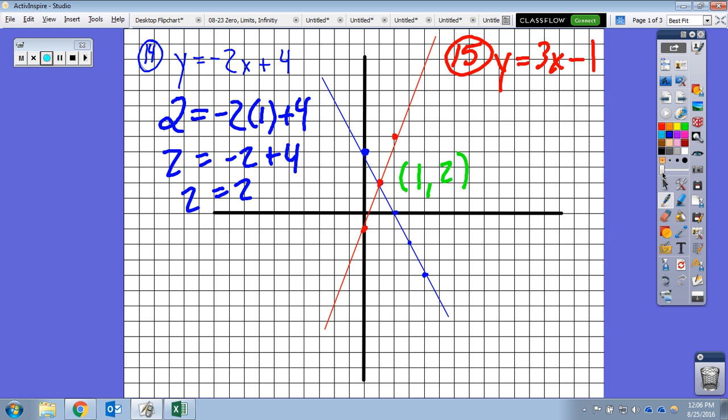Okay, so it should not only make that one true, but it should also make this one true. So let's see if it does. Does 2 equal 3 times 1 minus 1? Yeah, it makes a true statement. 2 equals 2, check. And over here, made a true statement here, 2 equals 2. It doesn't have to be the same exact statement. It could say 5 equals 5, and that would be a check, yes, made true statements.